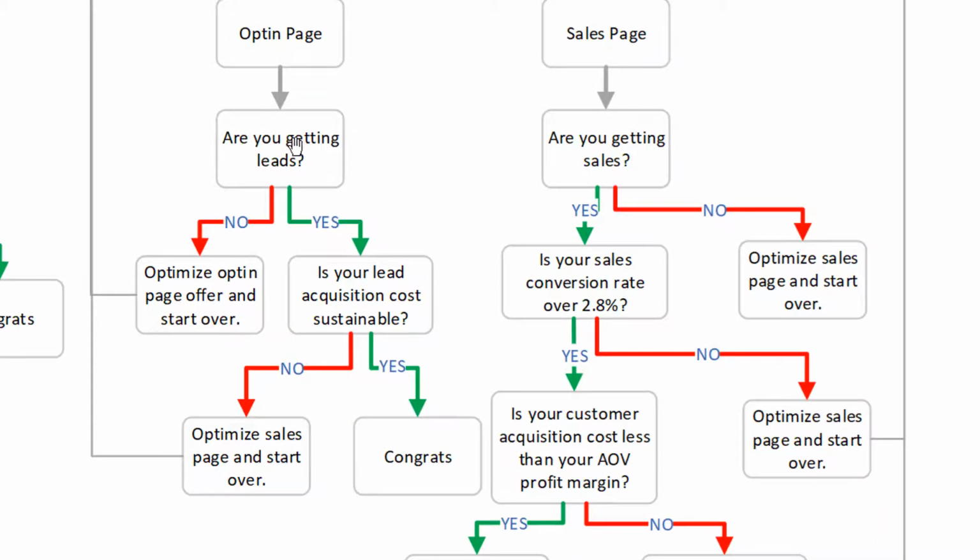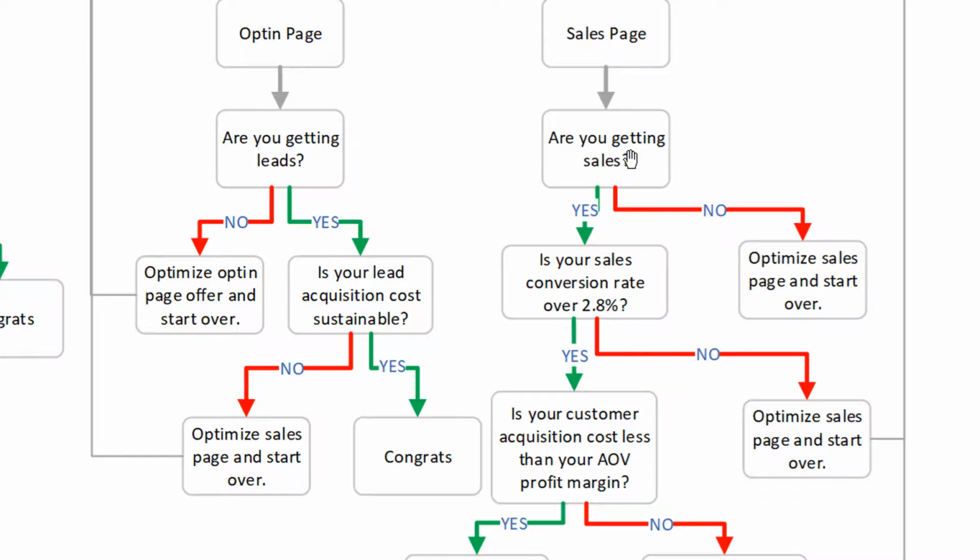So if it's an opt-in page, are you getting leads? No, then optimize the opt-in page and start over. If you are getting leads, notice there's a different question. Is your lead acquisition cost sustainable? In other words, can you continue to afford that? Or is it too much? Because if it's too much, then you need to optimize your sales page and start all over, because that means you may have to optimize your ad to get a better acquisition cost. If the answer is yes, congrats. Now not only are you getting customers, but you're getting the customers at a rate that you can afford and at a rate that is sustainable. That means you should be able to scale, right?